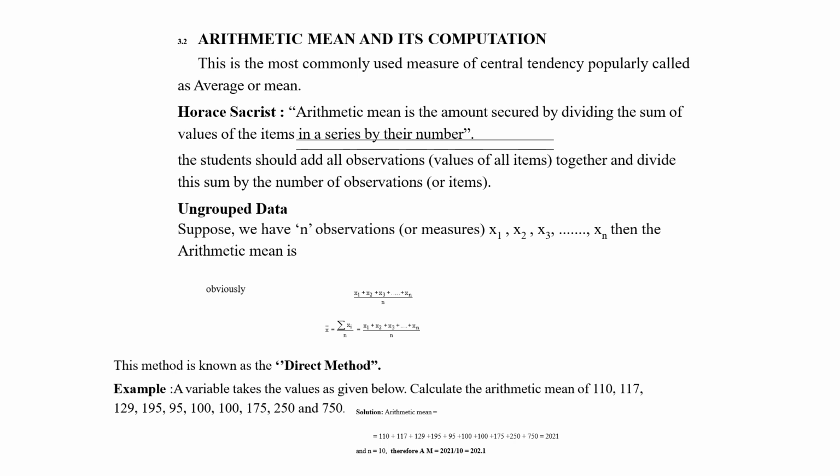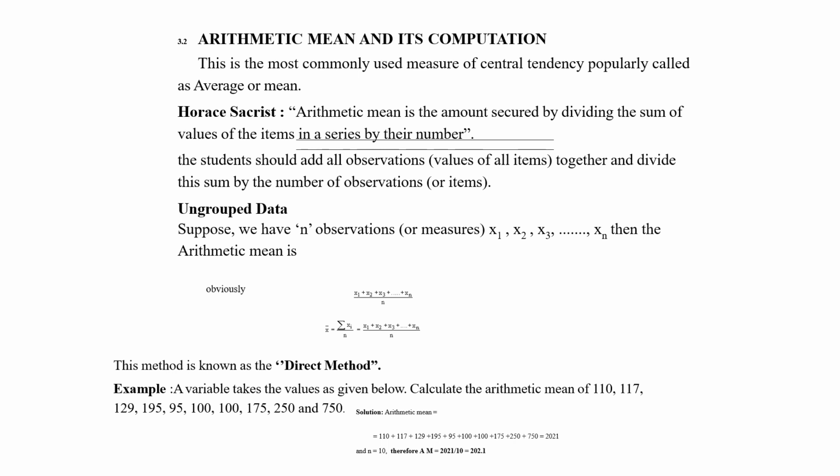So here first we'll see what is arithmetic mean and its computation. There are 6 types of fundamental measures of tendencies: arithmetic mean, median, mode, geometric mean, harmonic mean, then weighted averages. So, arithmetic mean and its computation.